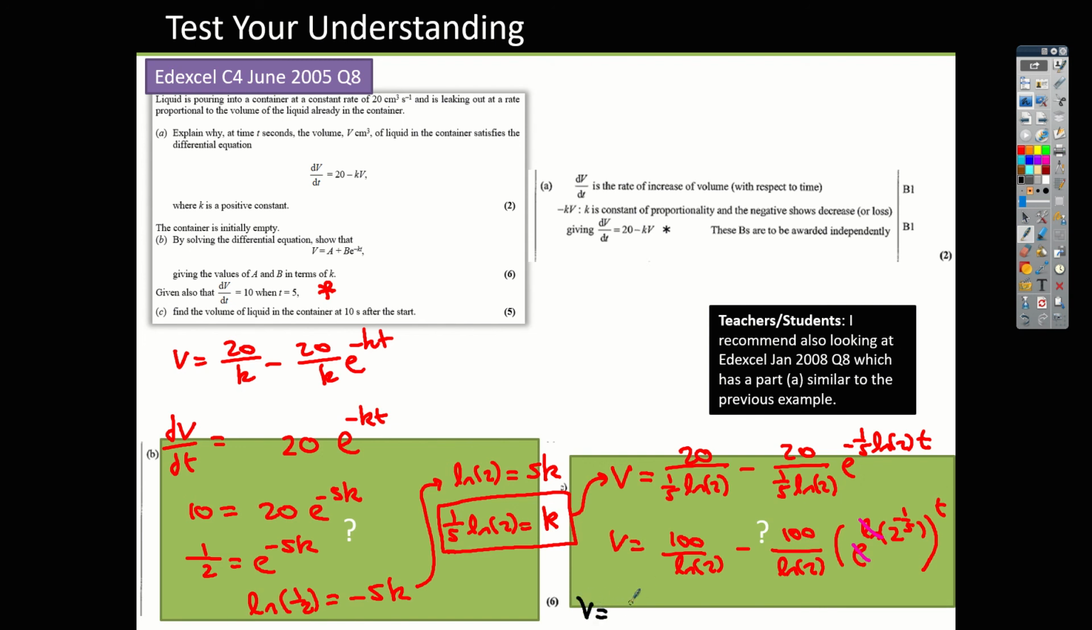Right, last thing to write down then. So v equals 100 over natural log of 2 minus 100 over natural log of 2 times 2 to the minus a fifth to the power of t. And that's my expression for v. Now, when t is 10, I can plug that into my calculator and work out the value of v. T equals 10, v equals. Okay, I'm doing this as carefully as I can. Times by 100 over natural log of 2. Times minus 1 plus 100 over natural log of 2. Okay, I make 108.2.